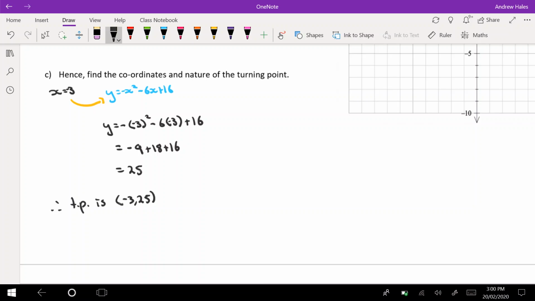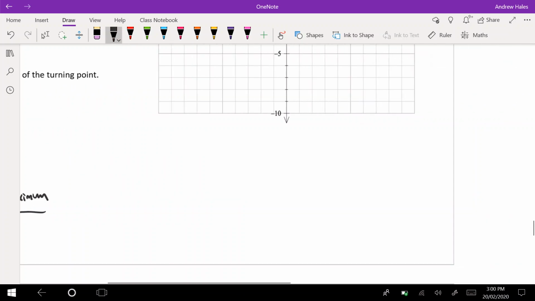And now the question also asks for the nature of the turning point. Well, we need to try and figure out, is it a minimum or is it a maximum? The minimum value would be if the value in front of x squared is positive, but the value in front is negative, so it is a maximum turning point. We know that because of the coefficient of x squared. We have that negative 1 here in front of the x squared, so it flips our parabola against the x-axis, which makes it a maximum turning point.